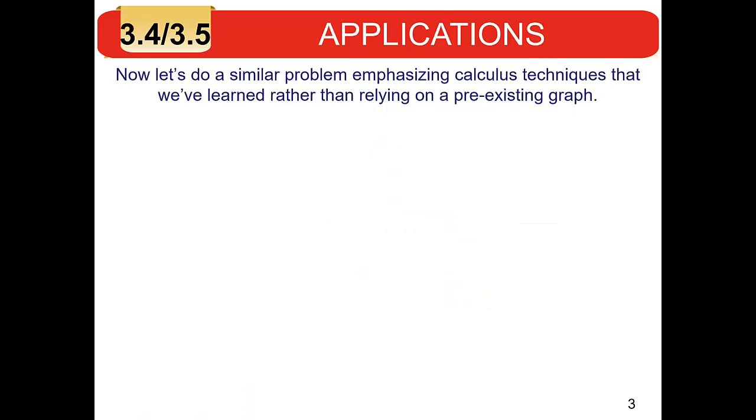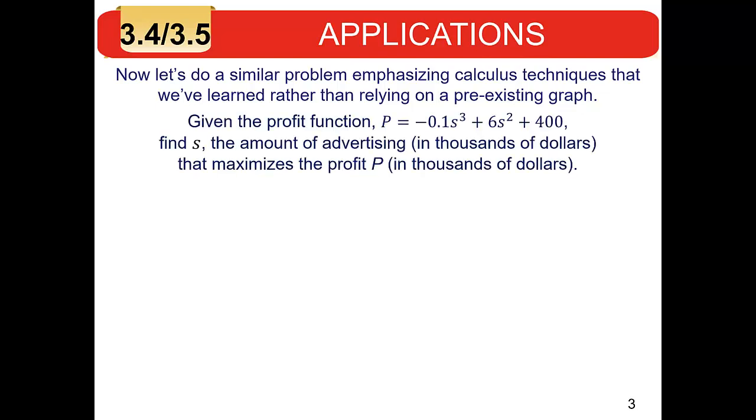Now let's do a similar problem without the graph. Suppose we have a profit function. P is given by this polynomial function with, instead of an X, it's got an S, but it works the same way. S is the amount of advertising in thousands of dollars, and we want to maximize profit, and that's also in $1,000. Notice it's very similar to the wording of the previous problem, but in the previous problem we were just looking at the graph. Here we don't have the graph, so we have to do more of the nitty-gritty work ourselves.